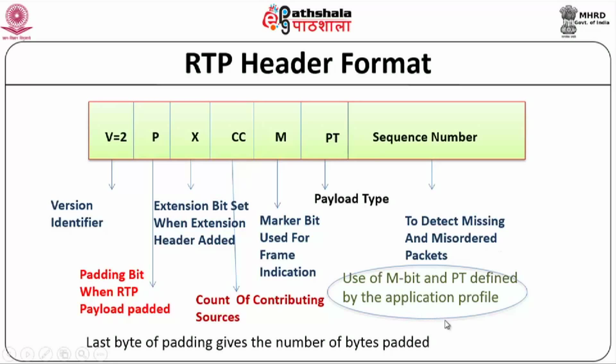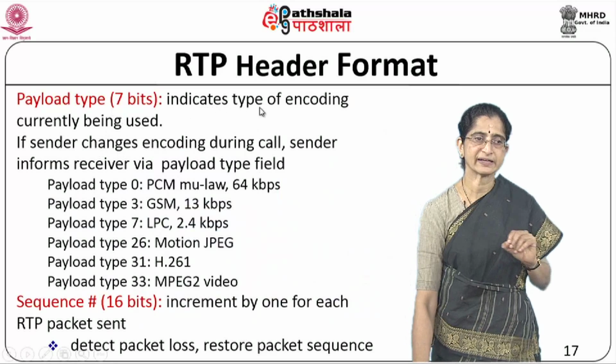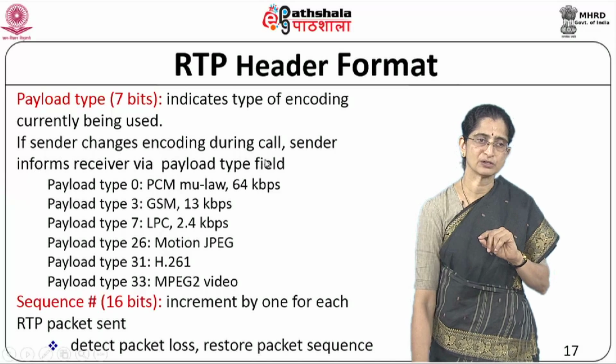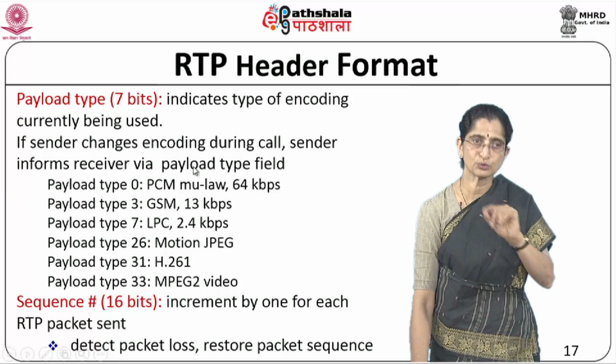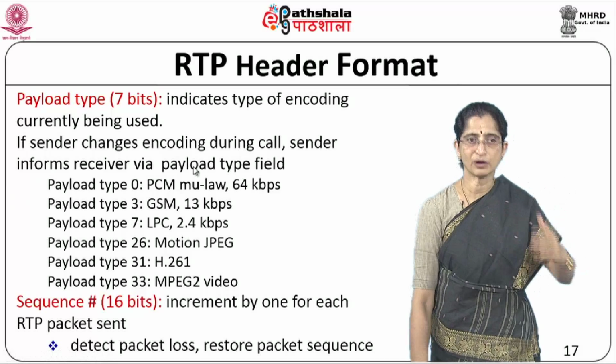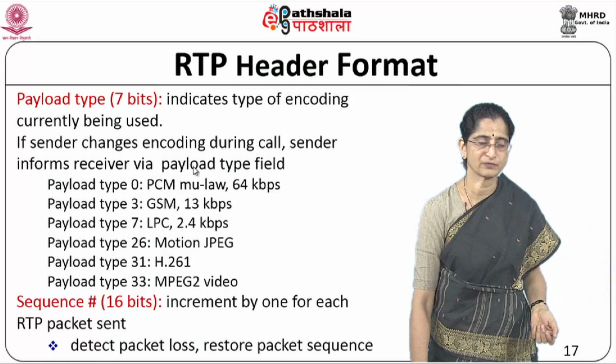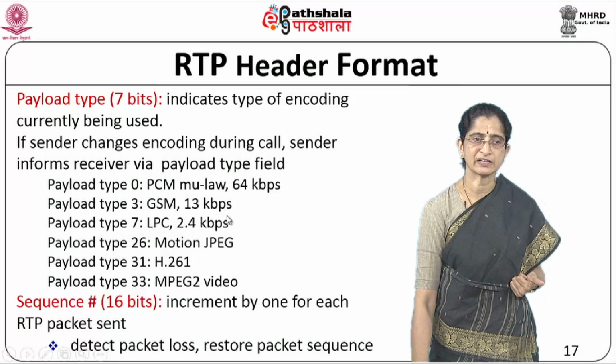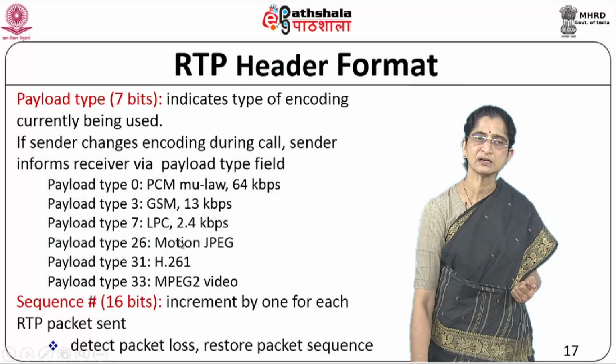Now, this M and PT are both defined by the application profile. You have different application profiles which are used, and they specify what the format of M and PT should be and what should be there in that particular payload header. The payload type, as we said, indicates the type of encoding that is currently being used, and is 7 bits. If the sender changes the encoding during the call, then the sender informs the receiver through this payload type field. So, even during the call, if there is a drop in the bandwidth, you can accommodate for those changes. You have different payload types: 0 indicates PCM mu law, 3 is GSM 13 kilobit per second. You can see the different data rates are supported using the different payload types that you have.